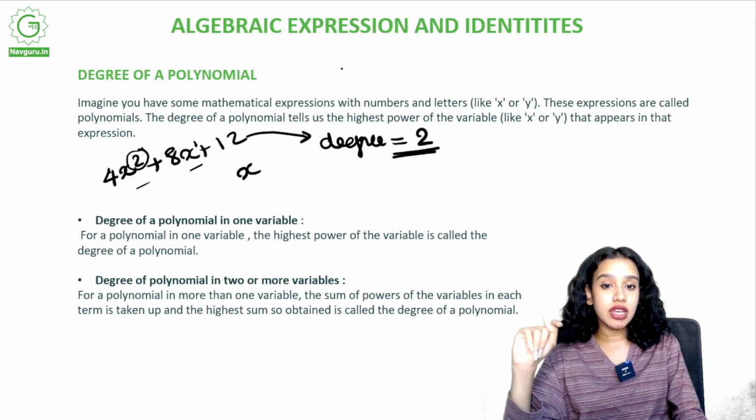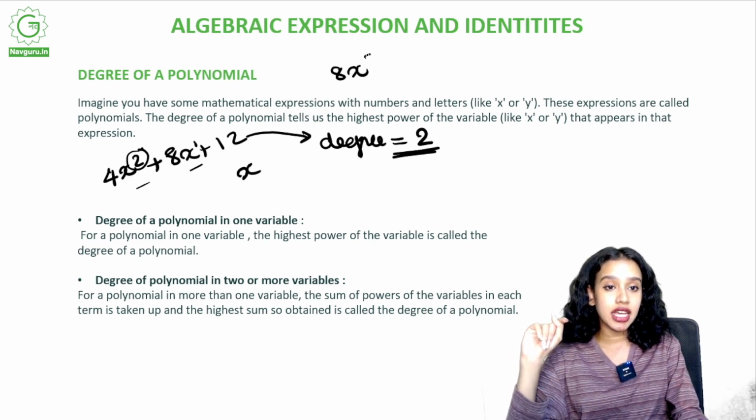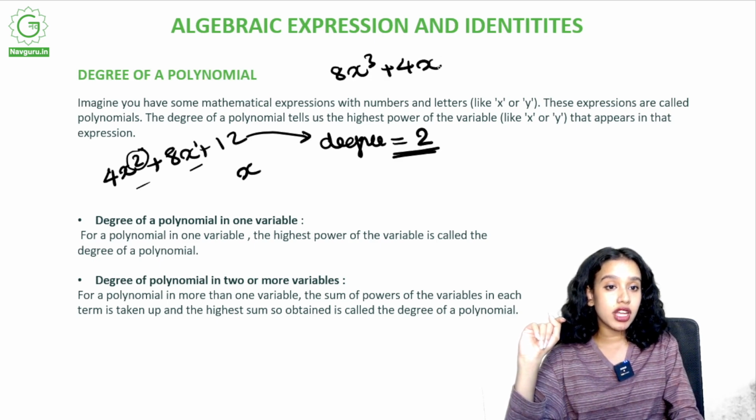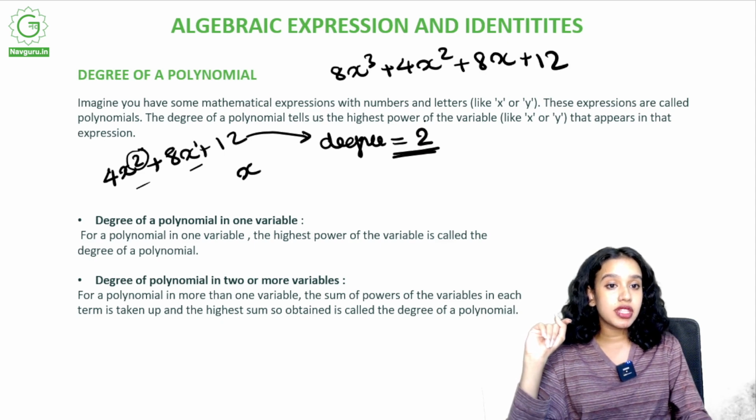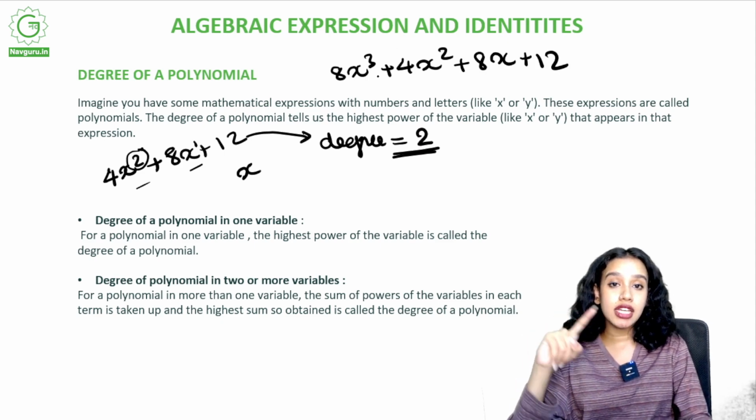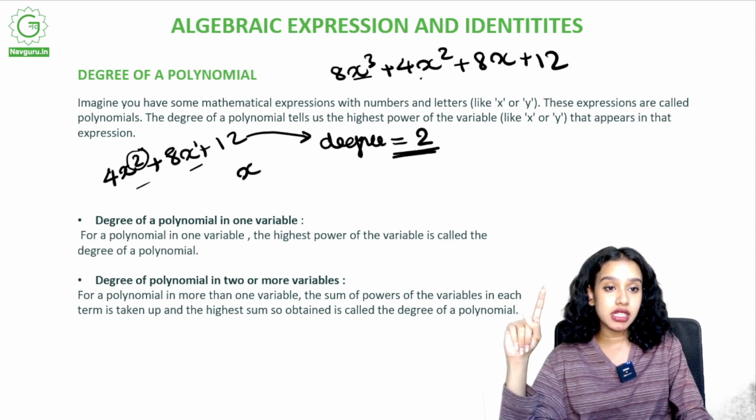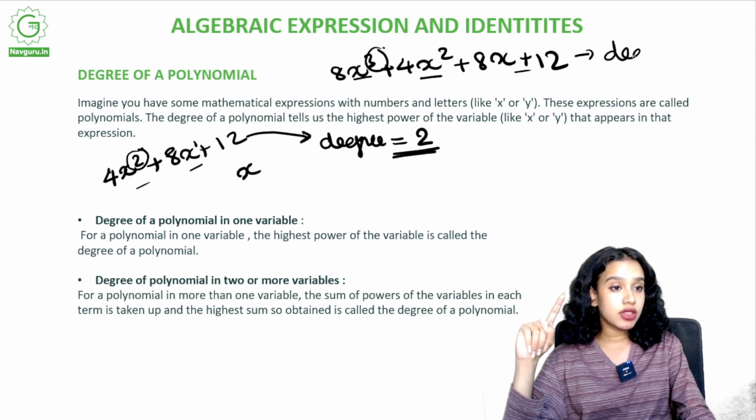In the same way, if we have an equation like 8x cube plus 4x square plus 8x plus 12, what is the highest power of the variable? The variable is x and the highest power is 3. So the degree of this equation would be equal to 3.